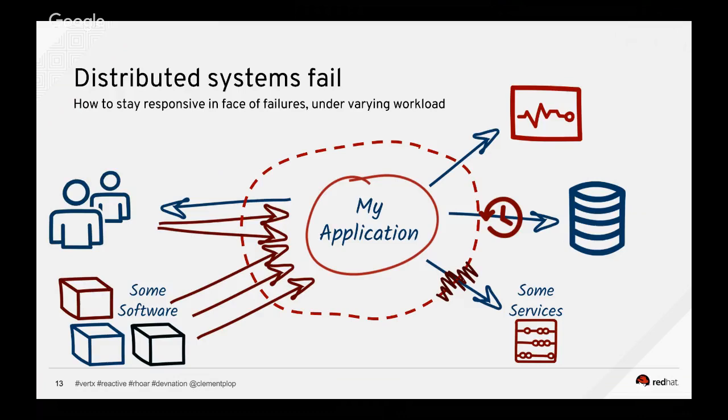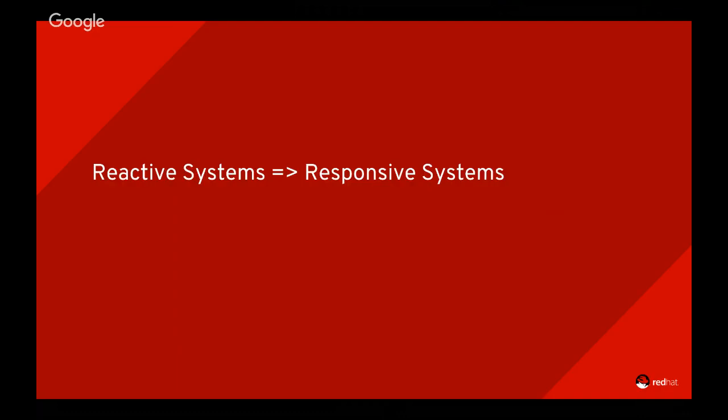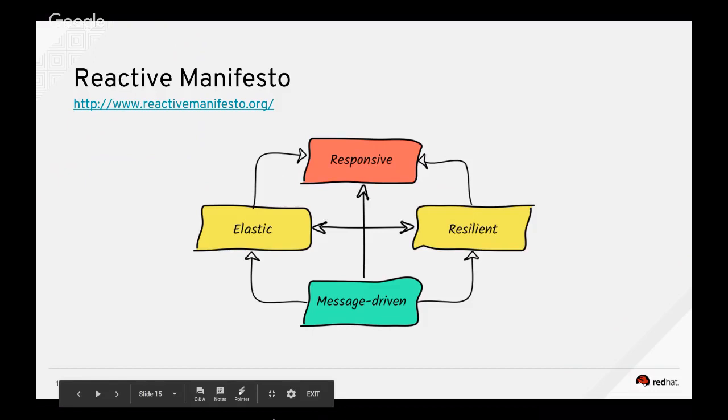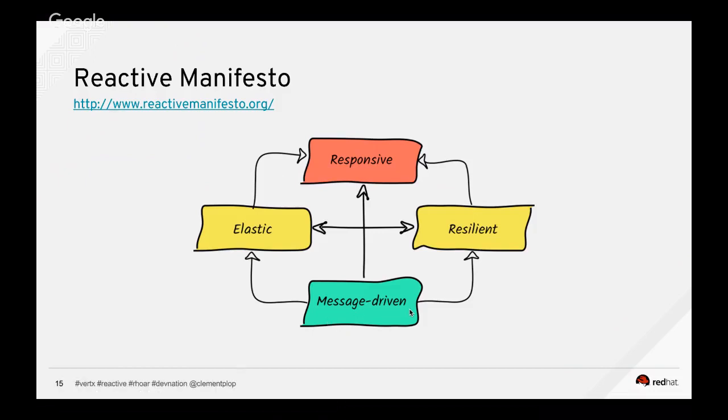So the main question is, how can we stay responsive in the face of failures and under varying workload when we don't control anything? And actually, that's exactly the purpose of reactive systems. The goal of a reactive system is to build a responsive system. So it's an architectural style to build better distributed systems based on one primary concept, which is message-driven. All the interactions are going to use an asynchronous message passing mechanism. And based on this, we get elasticity and resiliency. And if we have all three, then we get responsiveness.